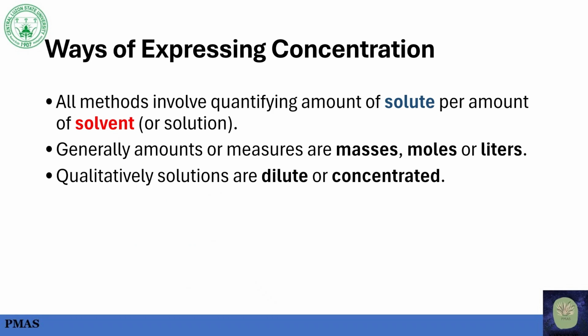Okay, next, we have many different ways of expressing concentration. All methods involve quantifying the amount of solute per the amount of solvent or solution. Generally, amounts or measures are masses, moles, or liters. Qualitatively, solutions are called either dilute, which is the one that we prepare, or concentrated, the one contained in the original bottle when a chemical is purchased.